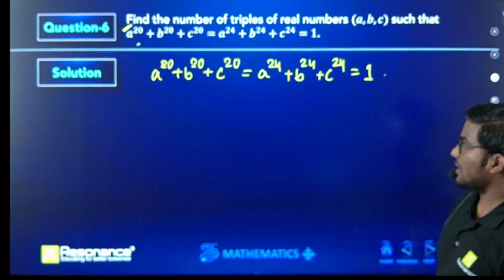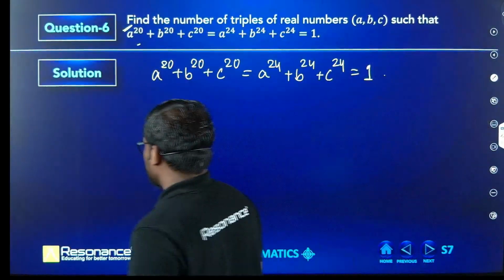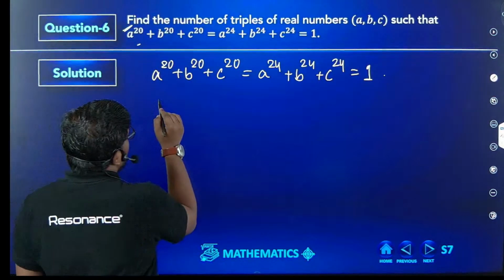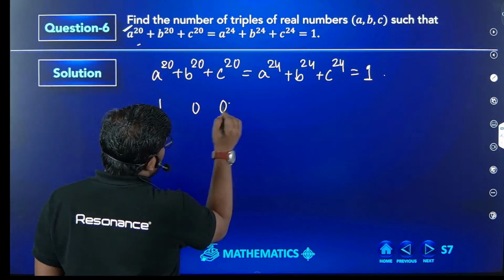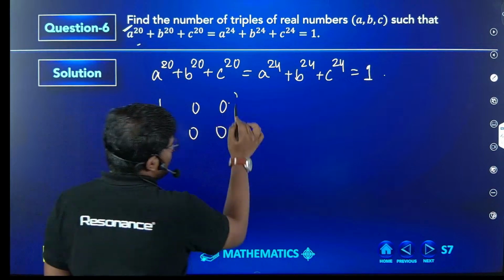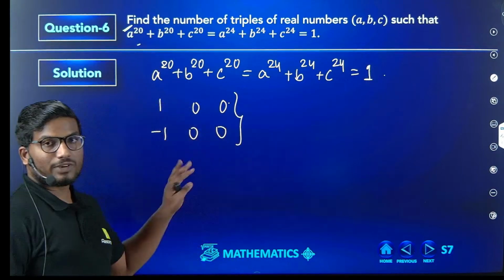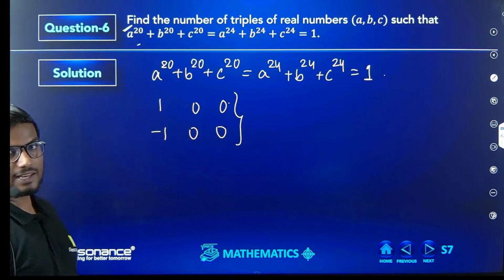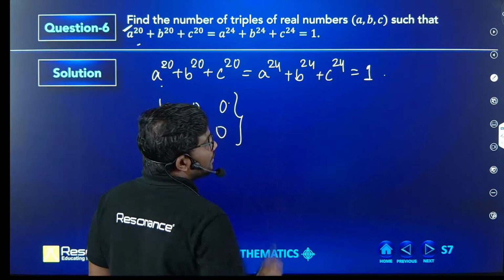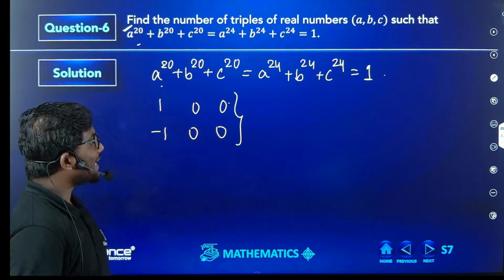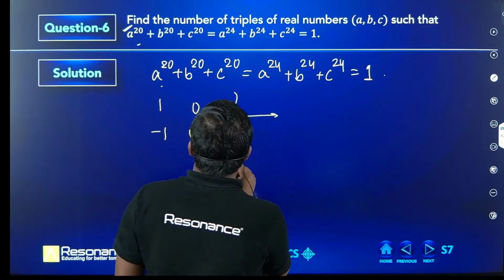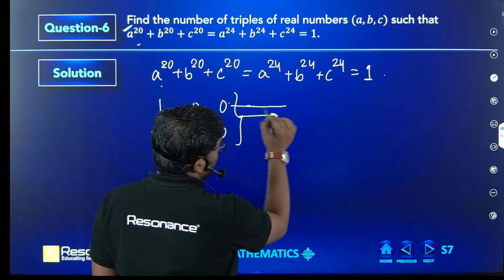Correct? This is the equation given to us. Now it's not so hard for us to see 1, 0, 0 and minus 1, 0, 0, and the permutations of these values are obvious results of this part. Correct? Because 1, 0, 0 definitely adds up. So in that case, we've got 6 possibilities from here, because this has 3 permutations.